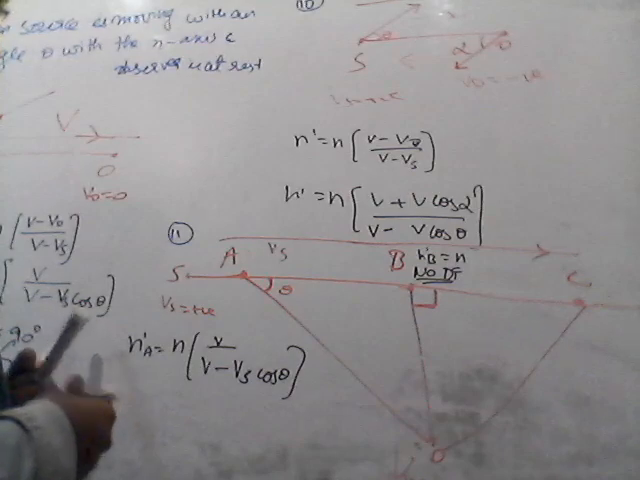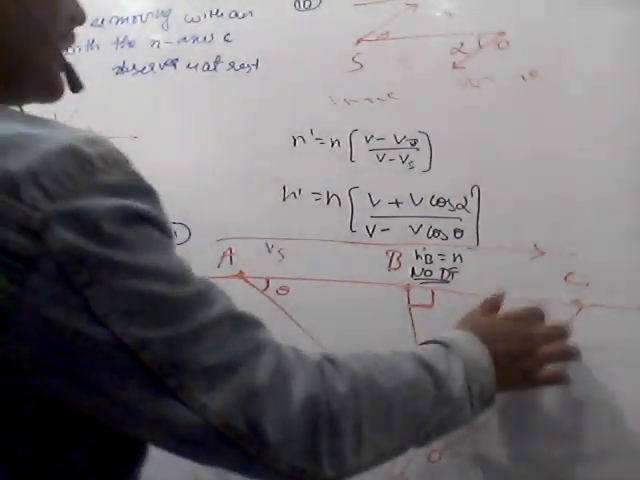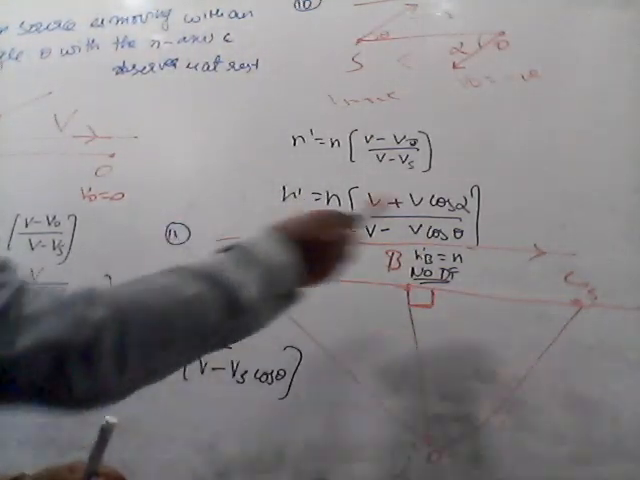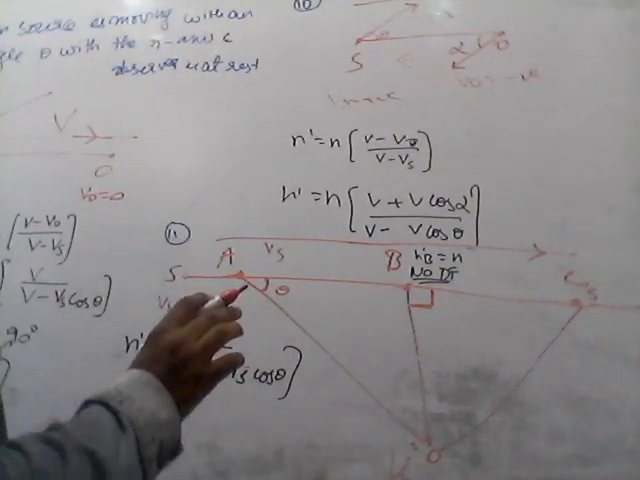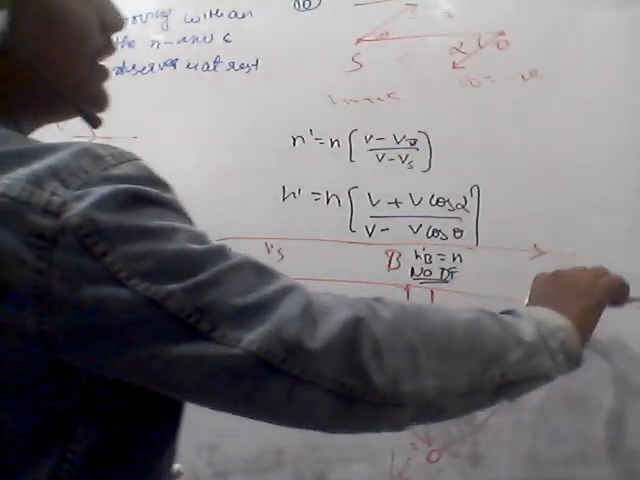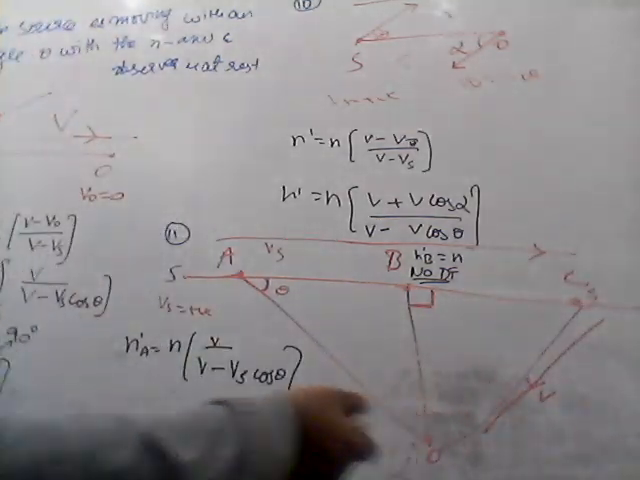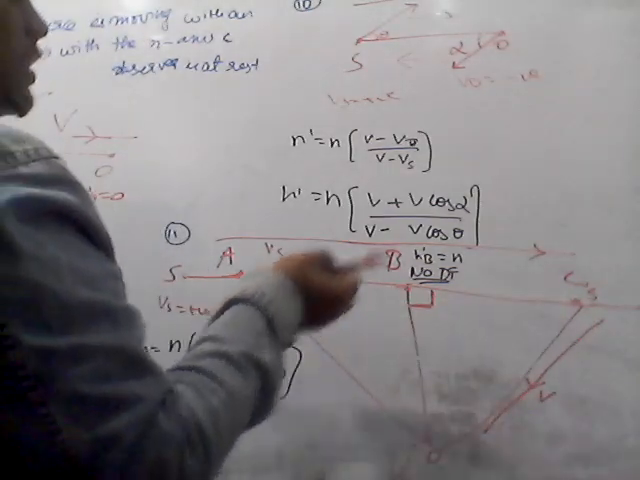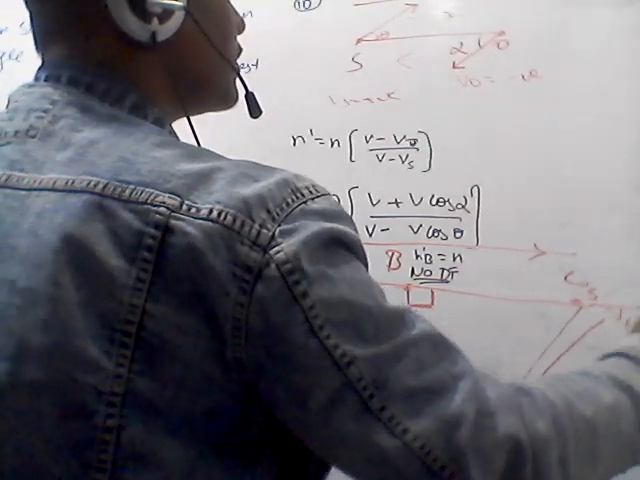Coming to this case, can I say the source is here now? The source is moving from here to here. When it's here, we have taken minus Vs; here we have taken 0. And here, this is the direction of the velocity of the sound from the source to the observer. The velocity of the sound is in this direction, but the source is moving in this direction. So can I say Vs is negative now?